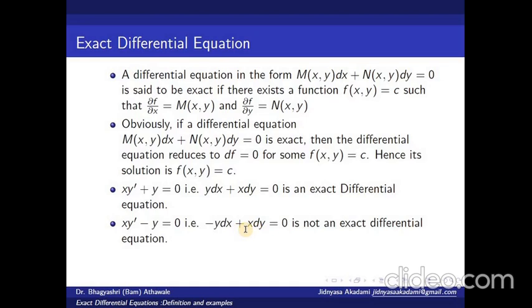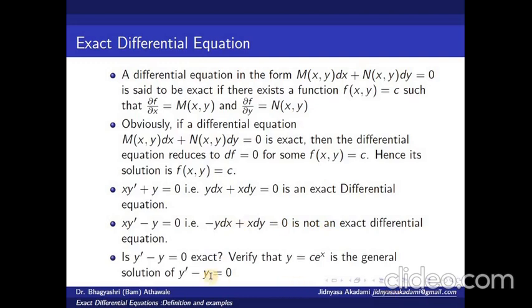Now you can get one point: for saying something is exact, we have to produce one function. But for saying something is not exact, how can we say that there does not exist any such function such that this is true? For example, consider this differential equation: y dash minus y equal to 0. It is a very simple differential equation. y dash is equal to y. For which function is its derivative itself? It is the exponential function, y equal to e raised to x. Verify that y equal to c e raised to x is the general solution of this differential equation. But without considering this solution, can you say whether this is exact or not?